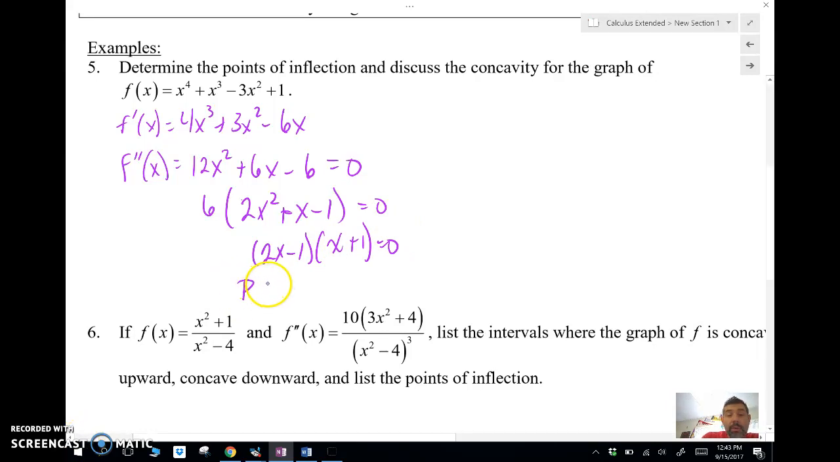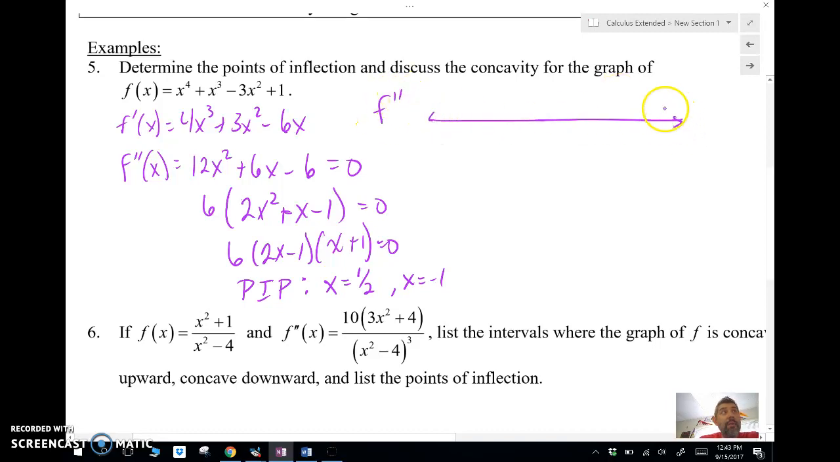Our possible points of inflection, our PIPs, are going to be x equals 1/2 and x equals -1. Remember, they're possible points of inflection because we don't know if it actually changes concavity. What we're going to have to do here is use a number line, and check our possible points of inflection, -1 and 1/2. We're going to plug in numbers and see what our second derivative is.